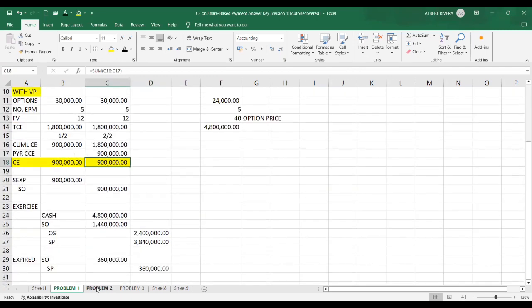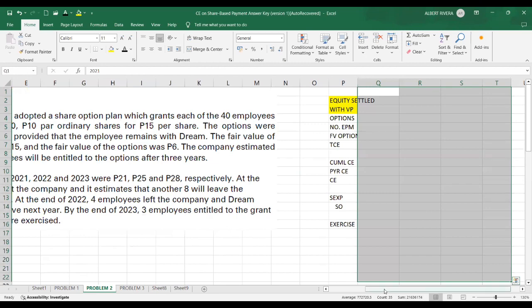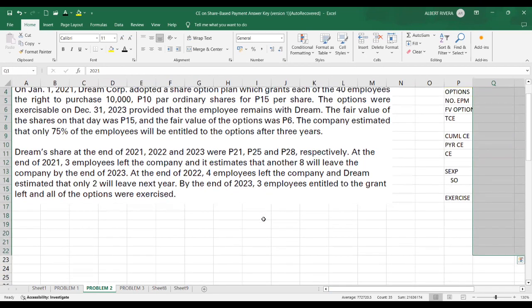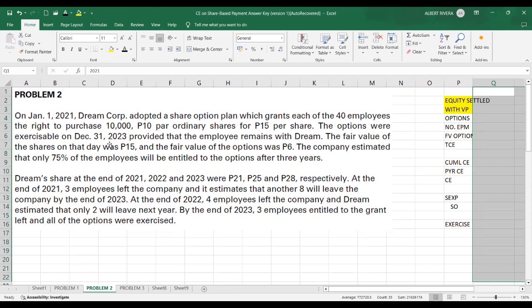Let's go to problem 2. Dito sa problem 2 natin, ano ito? Ang sabi niya sa problem 2, okay? On January 1, 2021, Dream Corp adopted a share option plan which grants each of the 40 employees the right to purchase 10,000. Okay? So the number of share options is 10,000. 10 par for 15. 15 is the option price.